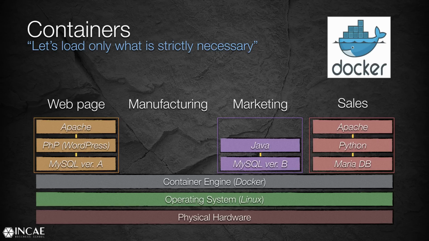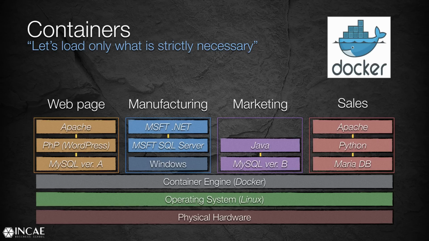Now, we did have an issue with the manufacturing application, which did not run on Linux. This application ran on Windows. Well, the way I solve this is that I make my container a little larger such that it can fit a Windows installation, and then my manufacturing container will be slightly larger than the other because it does not only host the Microsoft SQL Server and the application developed in .NET, it also hosts the operating system, in this case Windows.